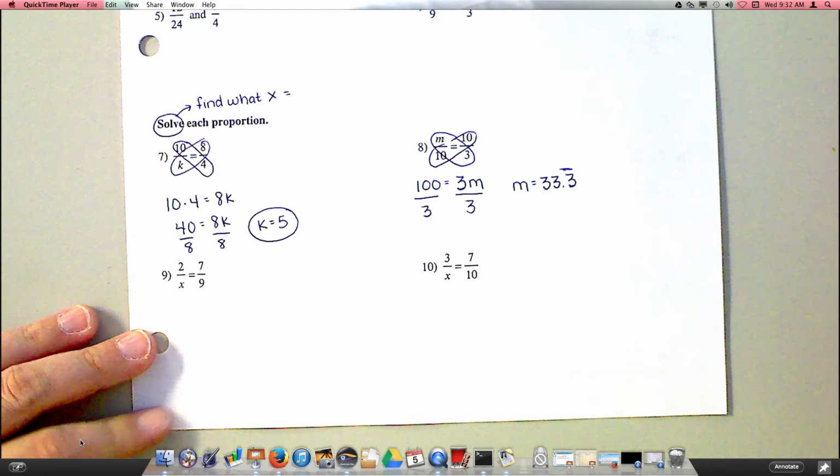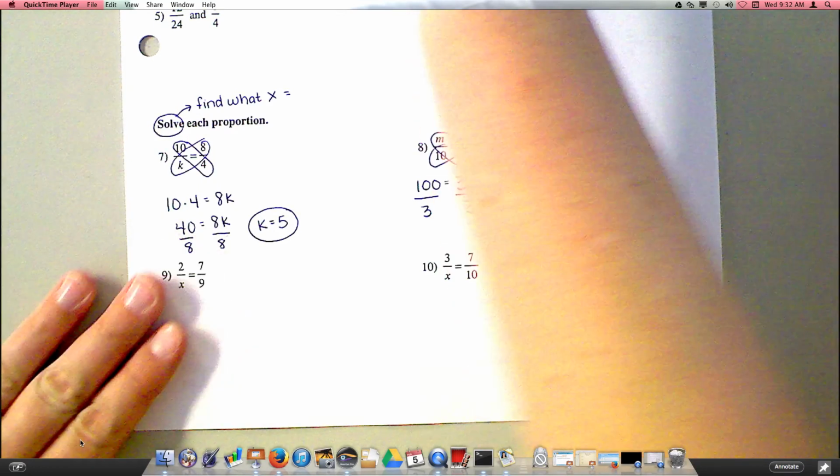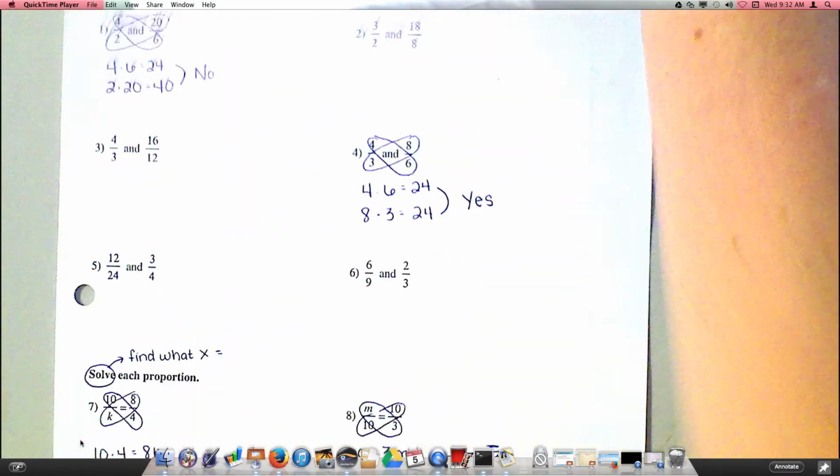Questions on that before we flip to the next page and do a few there? Okay. Let's go to the back.